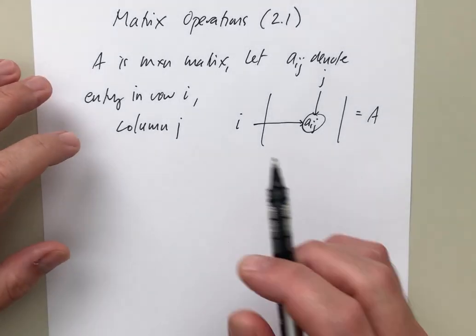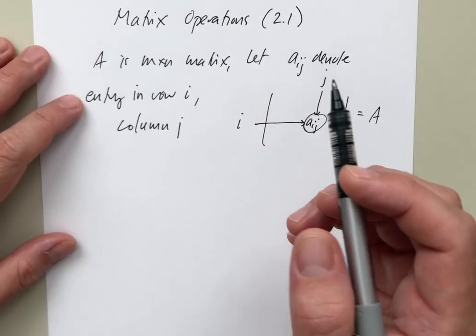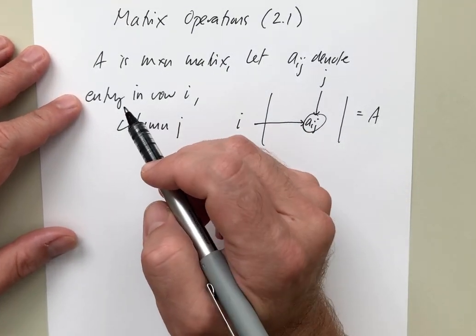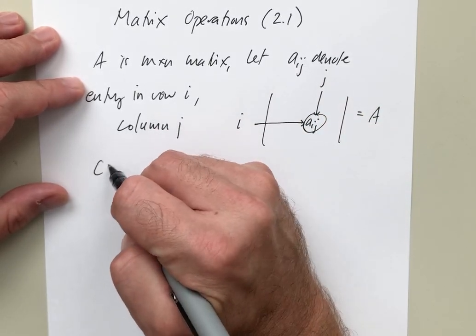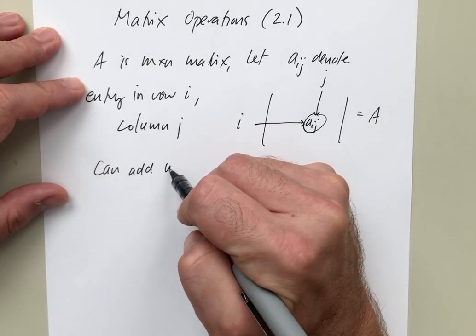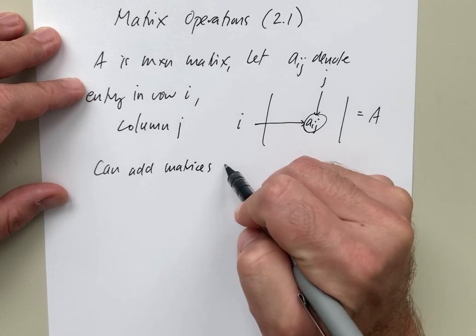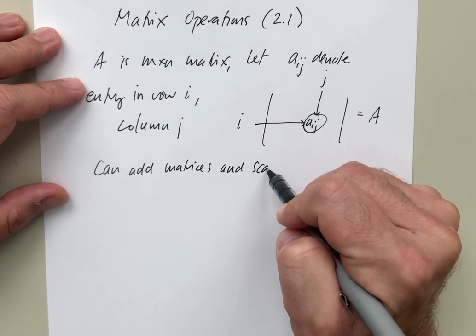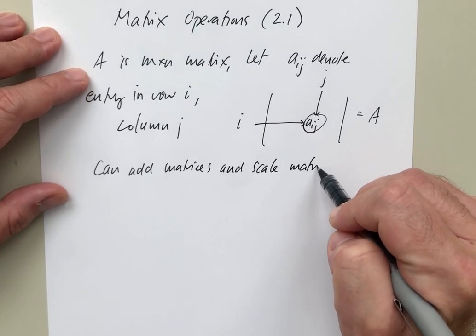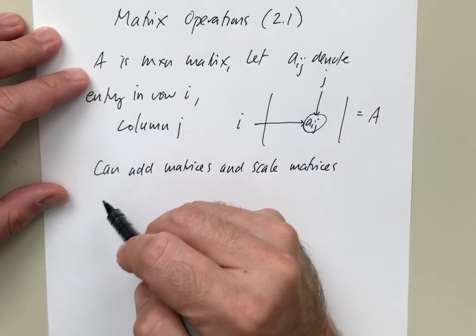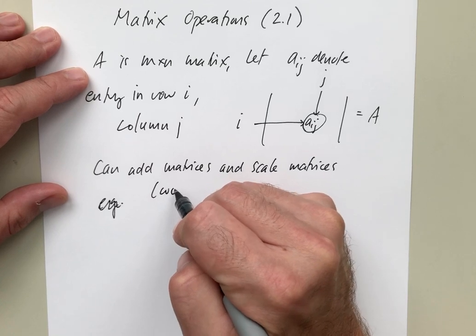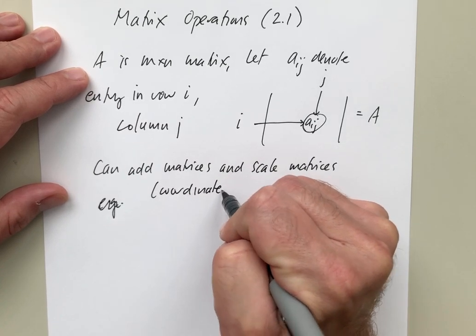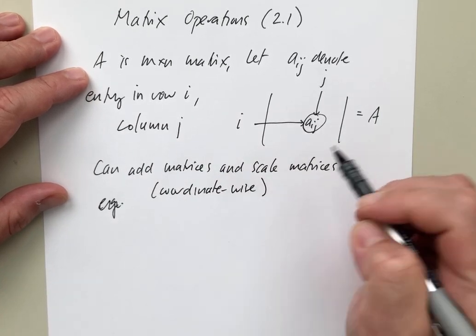Okay, so what can we do with matrices? The first thing we can do is add them and scale them coordinate-wise, as we did with vectors themselves. So we can add two matrices and scale. Let me just do this by an example. I should say this is going to be coordinate-wise, like I said, as we did with vectors.